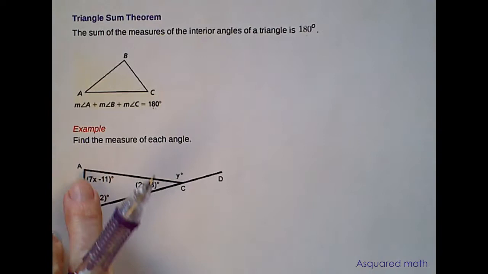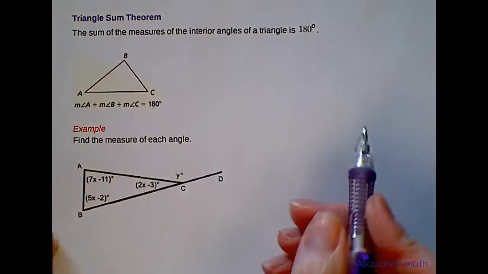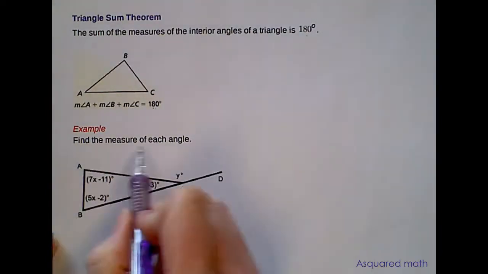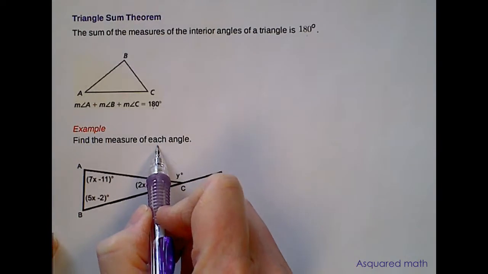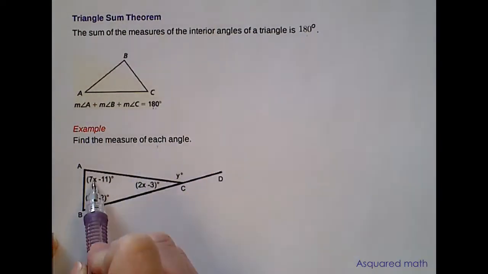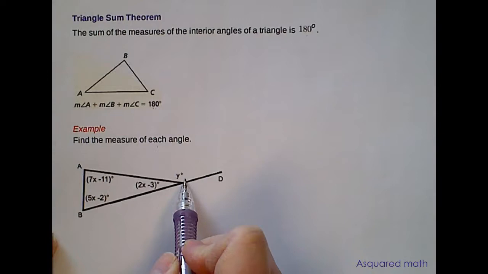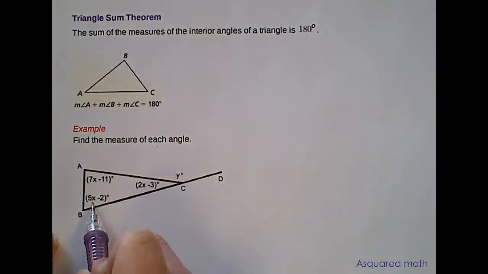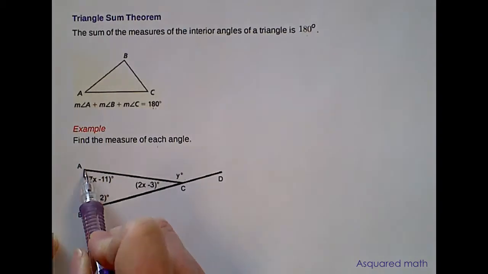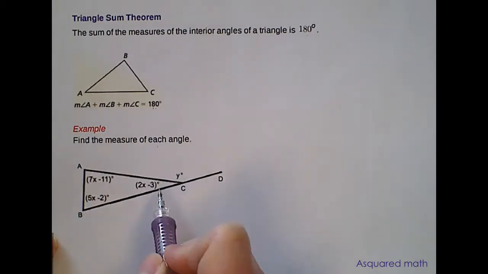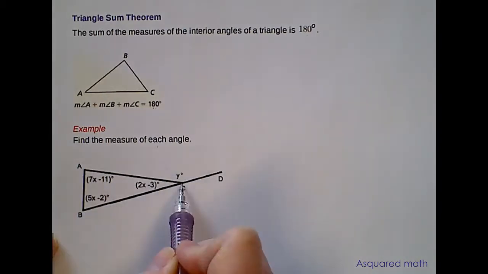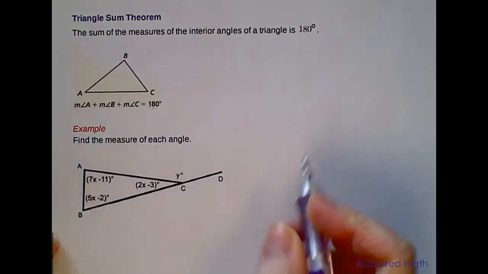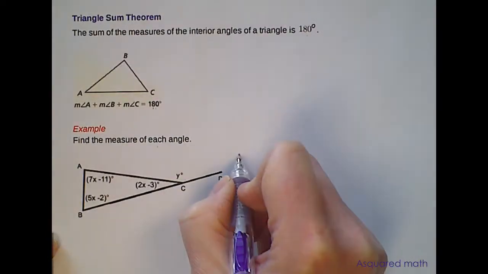We have an example here, and it is asking us to find the measure of each angle. We have 4 different angles here that it's asking us to calculate. We know, based on the triangle sum theorem, that angle A plus angle B plus angle ACB are going to add up to 180 degrees. So let me write that out.